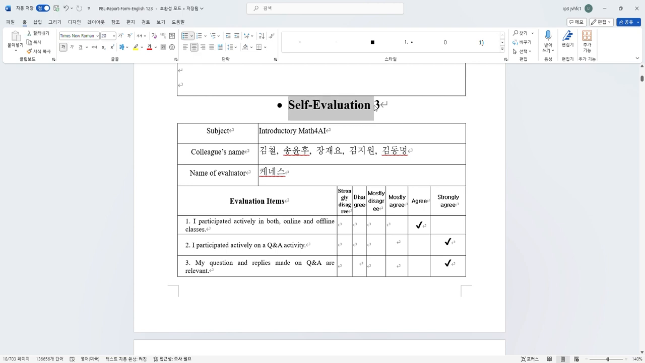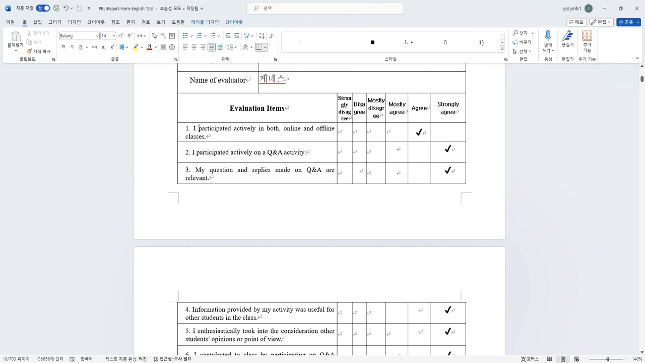However, as the time goes, I become more familiar with the system. And the self-affiliation 3 is for my colleagues' names, which are Kim Chol, Song Yun-hoo-nim, Jang Jae-yeon-nim, Kim Ji-won-nim, and Kim Dong-myeon-nim. Yes, they participate in both online and offline classes.